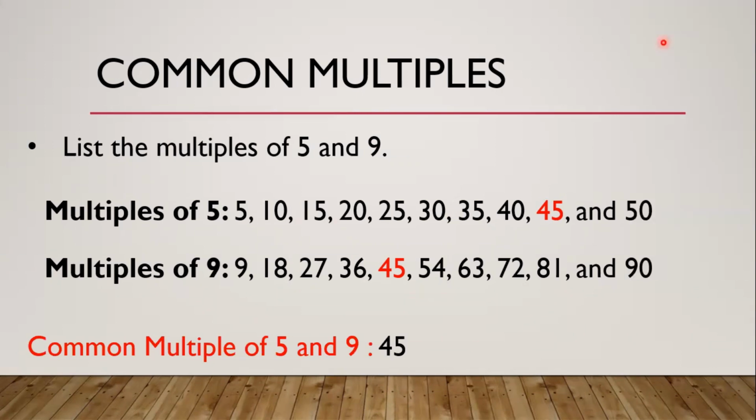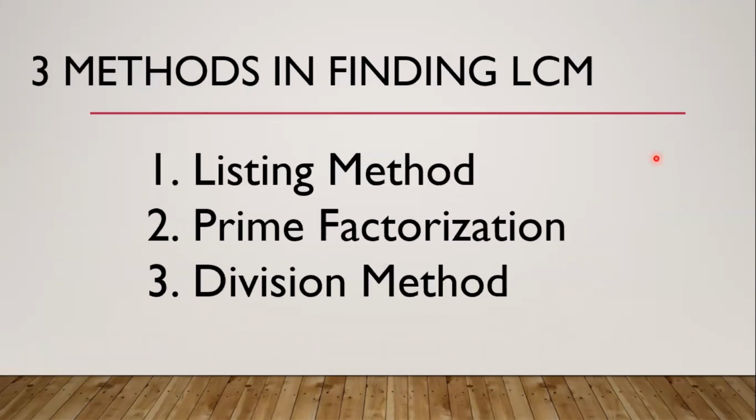So next, let's move on to this. Last week, we also talked about this, about factors. This time, we will also use the 3 methods in finding LCM. So first method is listing method. Second is prime factorization. And the third one is division method.